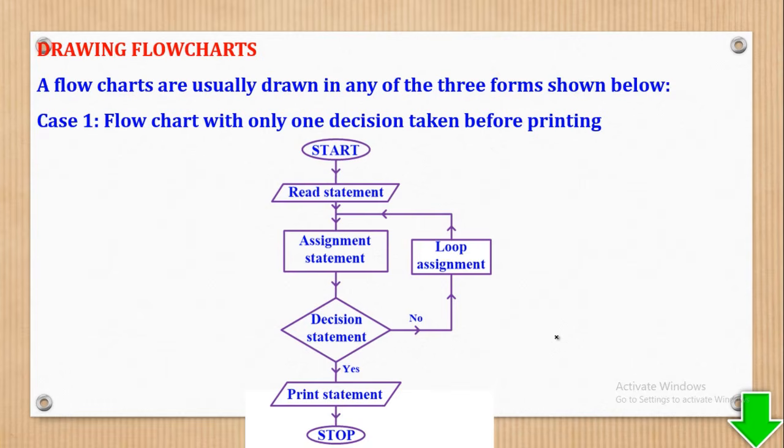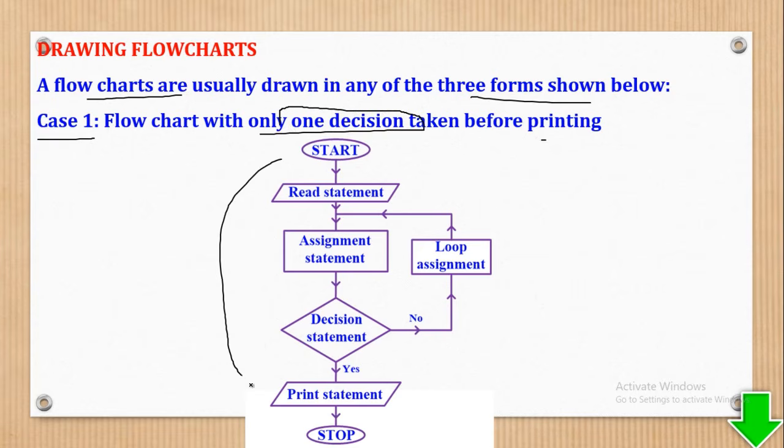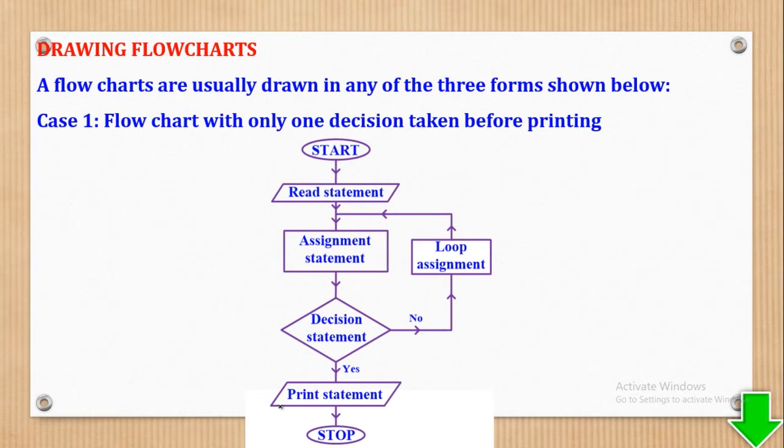So in the previous part, under dry runs, they draw the flowchart for you and tell you to perform a dry run. But in this part, you are expected to draw the flowchart by yourself. So here we shall know that flowcharts are usually drawn in any of the 3 forms shown below. There is a form which has only one decision, where only one decision is needed for you to print. So it will be in this form, which you have already seen. But there are other 2 forms.